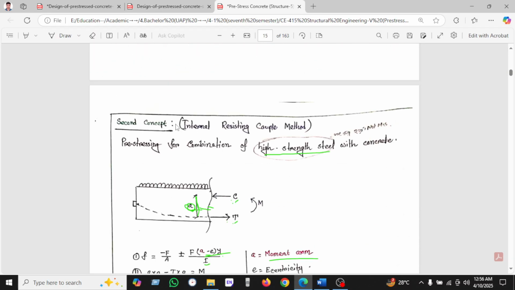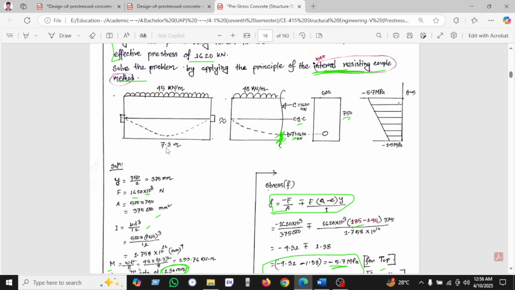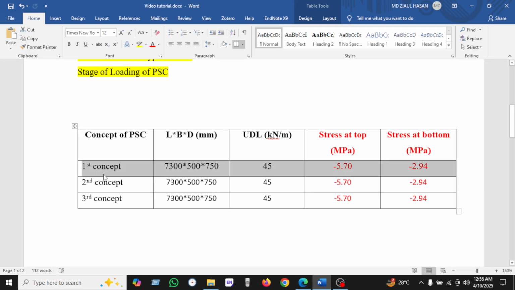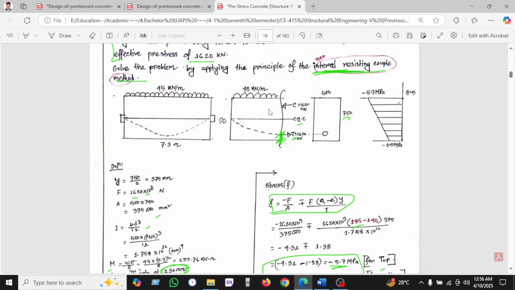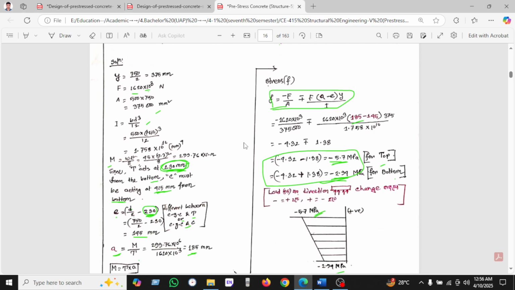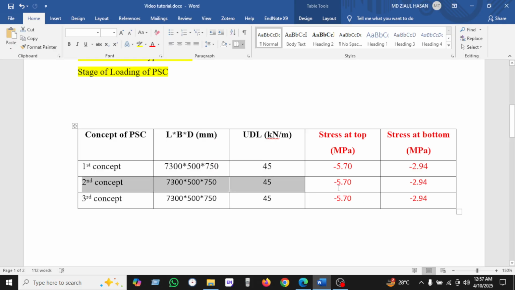And then we went to the second concept, the internal resistance couple method. We used this method, and the dimensions remain the same: 45, 7.3, 500, 700, and 45. This is the second method, 7.3, 575, and 45. All the dimensions remain the same. If they remain the same, what will the answer be? The answer will be the same: 5.3 at top and 2.94 at the bottom, 2.7 and 2.5. Okay, same.